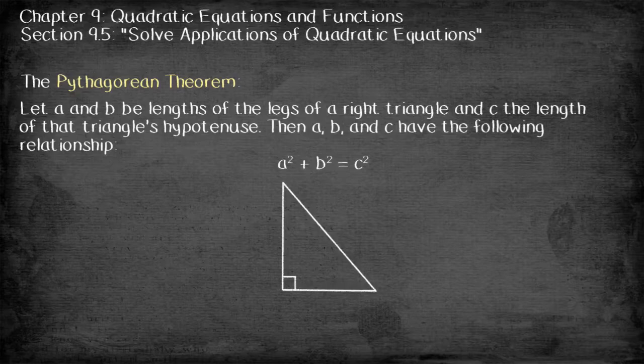That's a right triangle because it has a right angle. A and B being the legs means that they are the sides that are attached directly to the right angle. And the hypotenuse is always the side of the triangle which is opposite the right angle. So A squared plus B squared is equal to C squared. And we're going to use this formula in our next example.